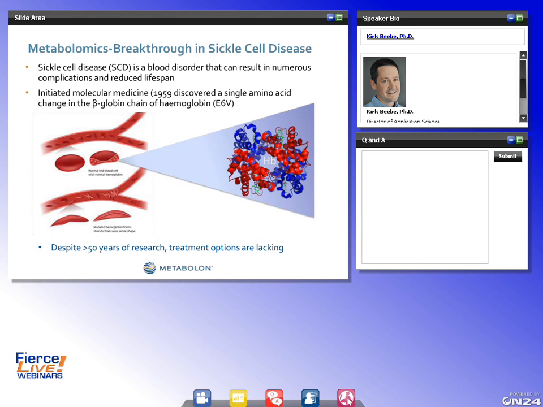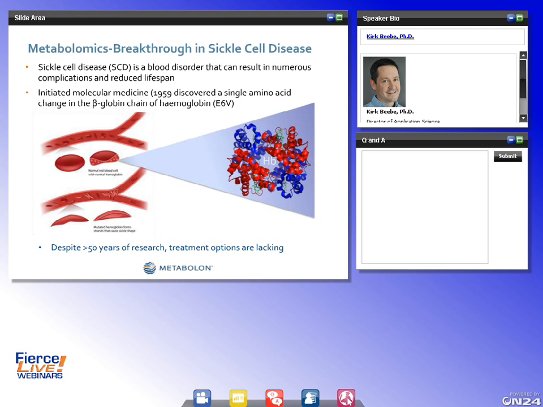The other important point about that discovery is it really did initiate the way we tackle science and medicine today. That is, we like to dissect and understand very precisely what the defects are molecularly and then target those appropriately. But despite knowing where that defect was in 1959, it's been over 50 years of research, and there's still really a dearth of treatment options for this disease.